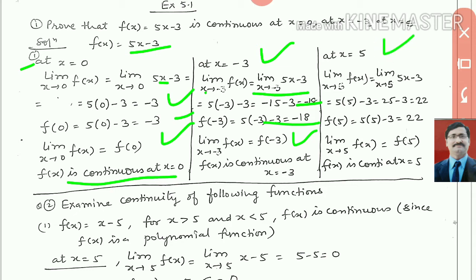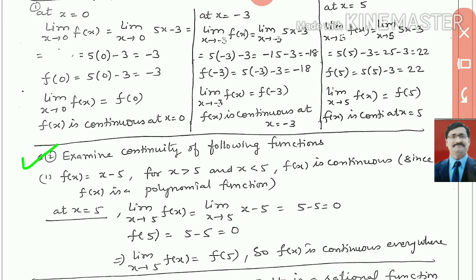Now you do for x equal to 5. Limit x tends to 5 f(x) is equal to limit x tends to 5 of 5x minus 3. In place of x you put 5. So you get 5 into 5 minus 3, that is 25 minus 3, means 22 you get. If you find the direct value, then f(5) will also be equal to 22. Means these are equal, means function is continuous at x equal to 5. Hope you understand. This is a very simple question.